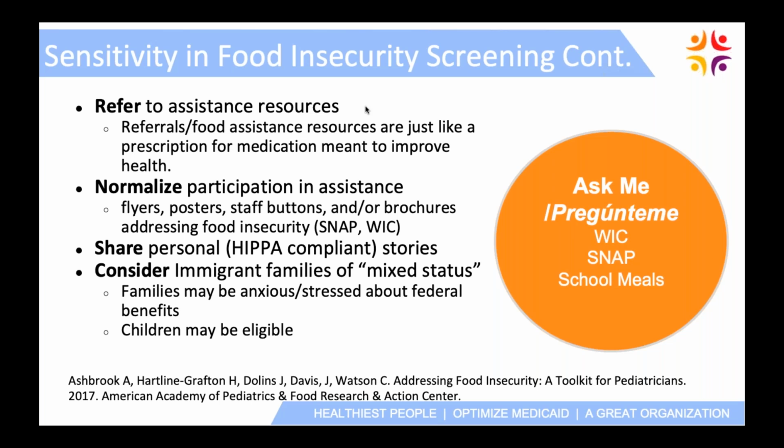And do make sure as well to consider that many immigrant families might have mixed immigration status. So even if you know the immigration status of one household member, they might not all be the same. For example, children often might be eligible for benefits where parents are not. Families can feel really anxious and stressed about applying for federal benefits if they're worried about their own immigration status, but oftentimes they can apply for benefits for a child without having to reveal their own immigration status. That can be really reassuring to let them know.